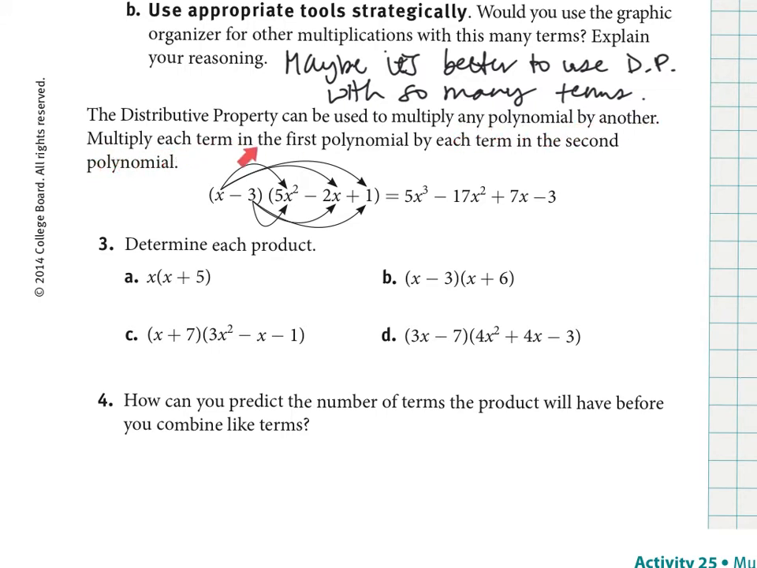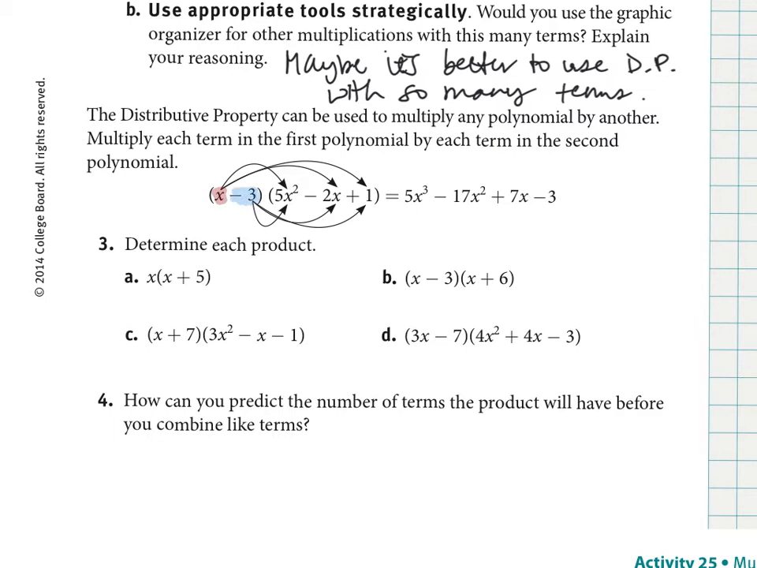We multiply each term in the first polynomial by each term in the second polynomial. So kind of similar to what we've done before. You know me, I like to use a little bit of color, right? Okay, so I'm going to pop up and I'm going to highlight my x in red. I'm going to highlight my -3 in blue.